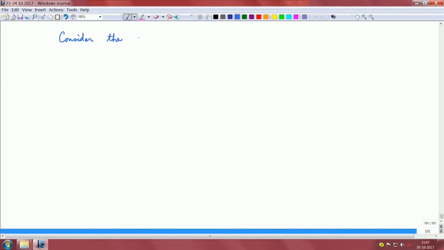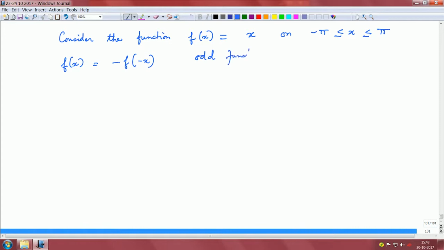Consider the function f of x equals x on minus pi to pi. So, this function is clearly an odd function. It is straightforward, it is an odd function.